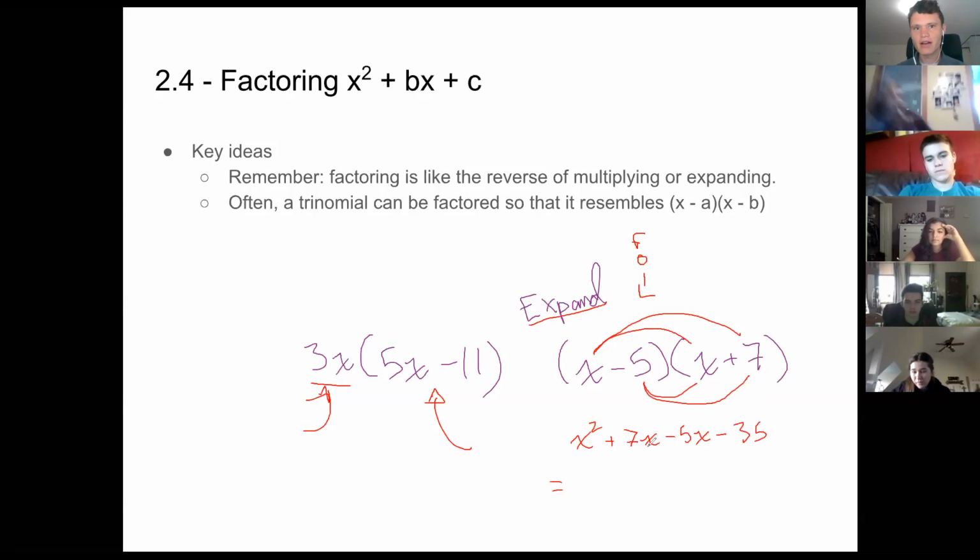Lastly, we can combine our two like terms, the x and the x here. So x squared, just one of them. 7 minus 5 gives us plus 2x, and then minus 35.